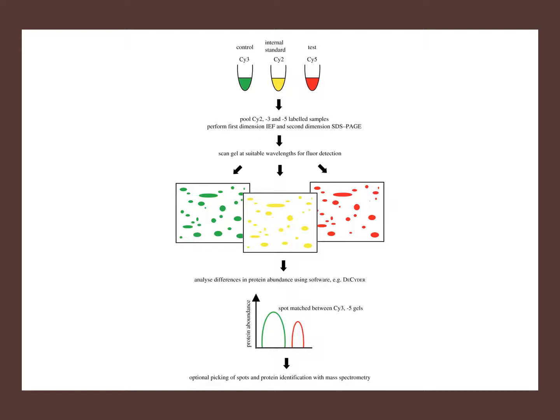One way to get around some of this is here is proteins that are labeled with different fluors. That's what those are called, fluors. And here is a control, internal standard, and maybe a test protein. So maybe wild type versus cancer.